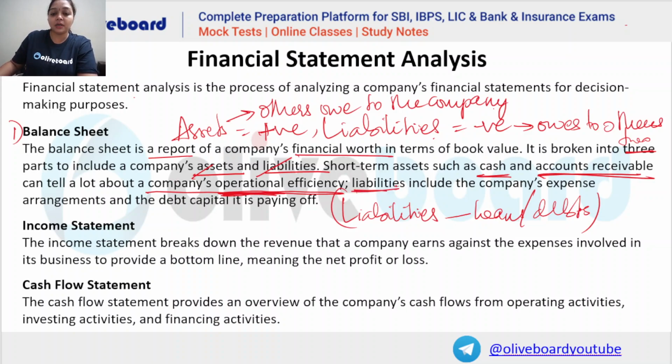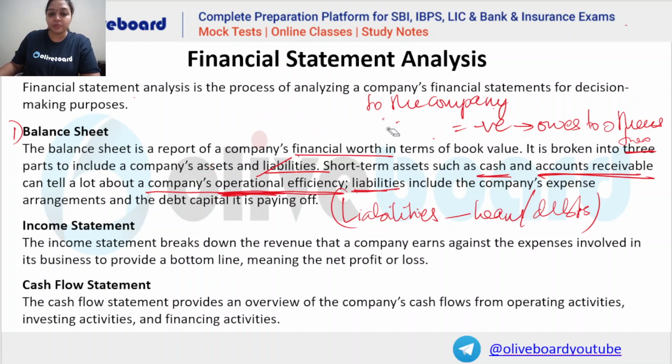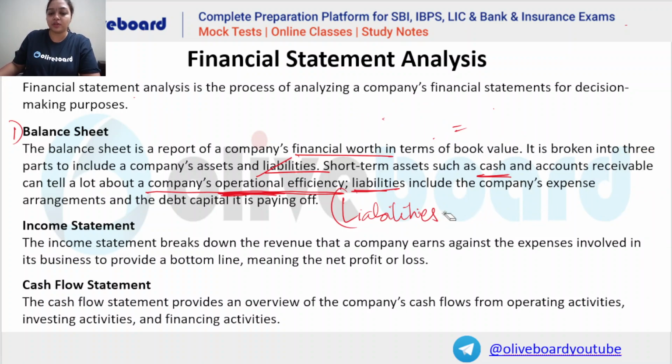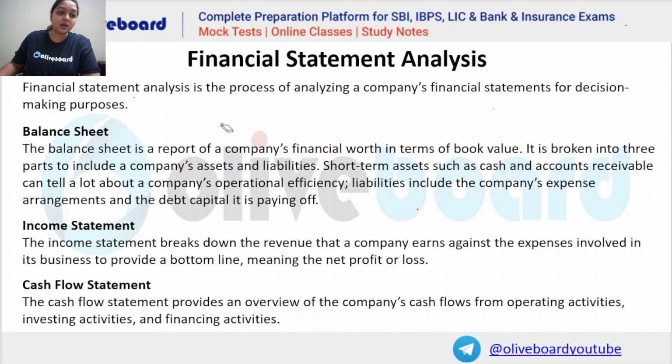Now liabilities include the company's expense agreements and the debt capital it is paying off. See, liabilities, what are they including? It includes both the debt and the expenditure, right? So of course when it's a company, a lot of expenditure will come in the form of repairs, salaries, purchasing of raw materials and all of those things. On top of that, it has to repay its loan, that is also there.